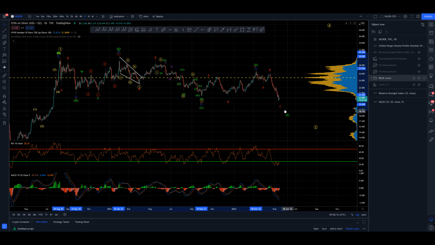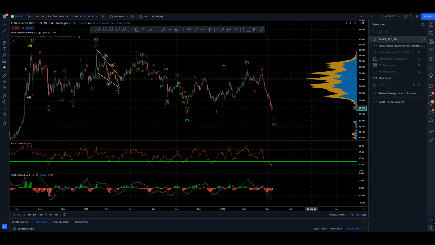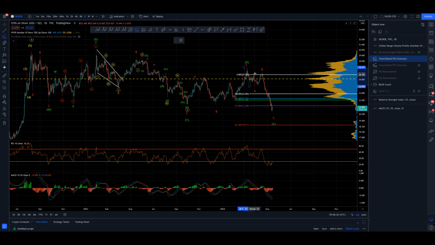But it wasn't a 1 and a 2 on the smaller degree, it's the Z wave here, and it has once again brought price lower. Yeah, that could be right. It's a very long C, but we get extensions in C's, we get extensions in A's.